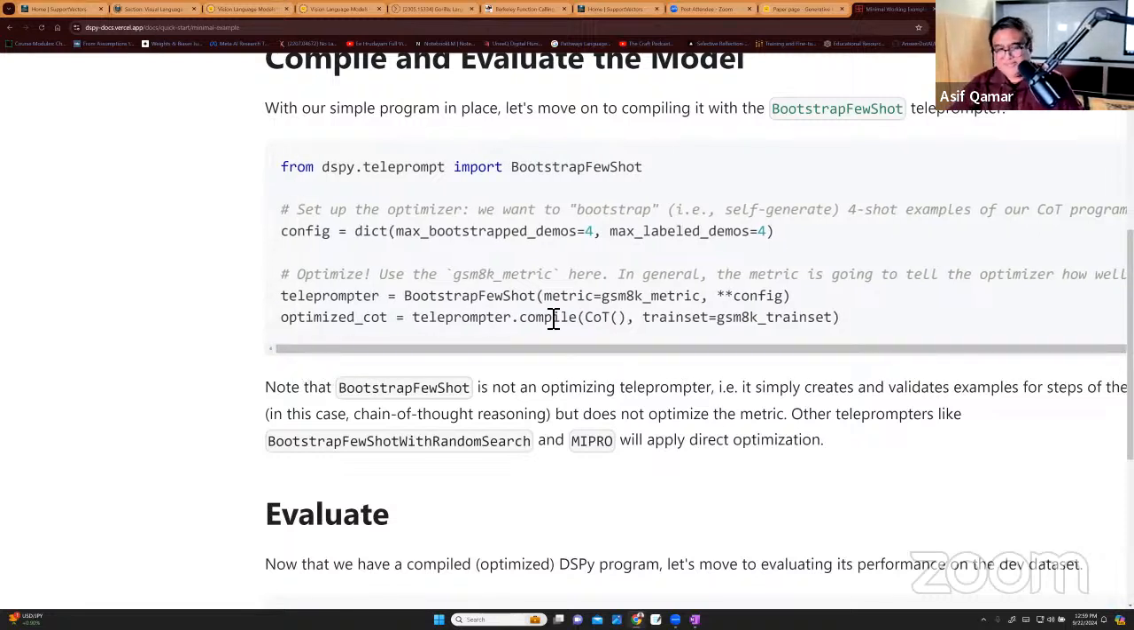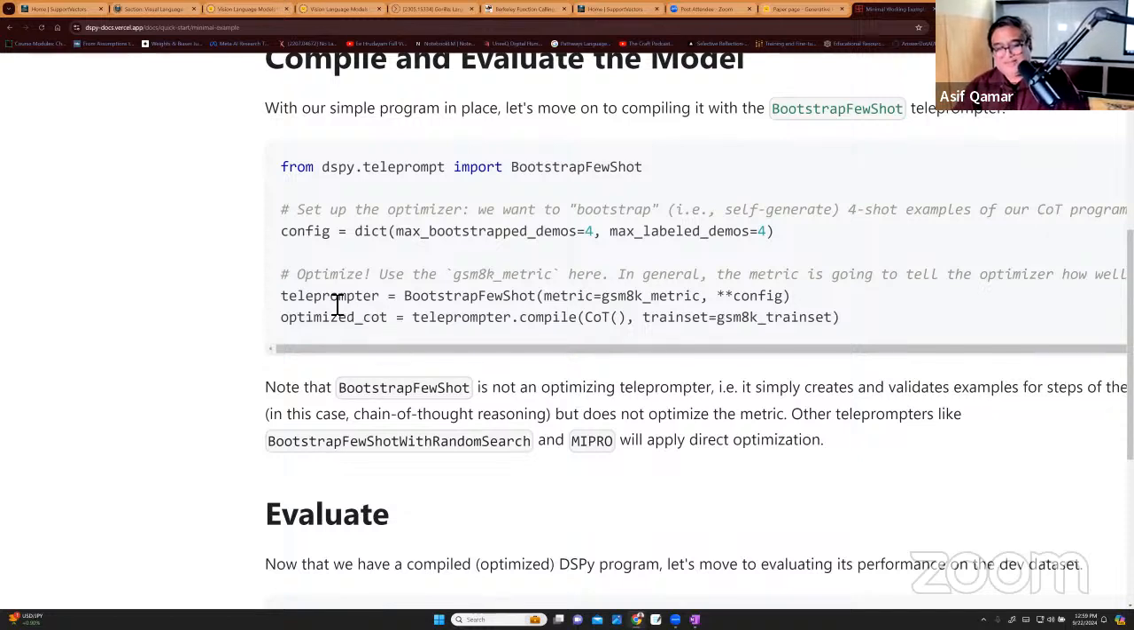Now to optimize, you need to give an optimizer. So bootstrap few-shot means, bootstrap means I'm not telling you even a starting prompt. Go discover it. From a few-shot examples, go discover it. You need to give it a metric. You give it a metric. And then what do you do?